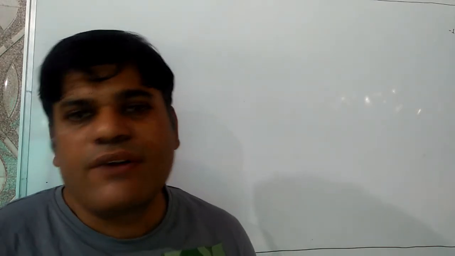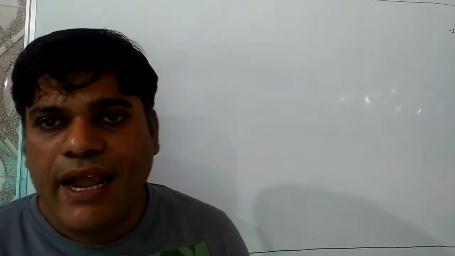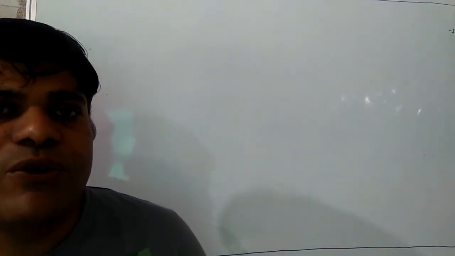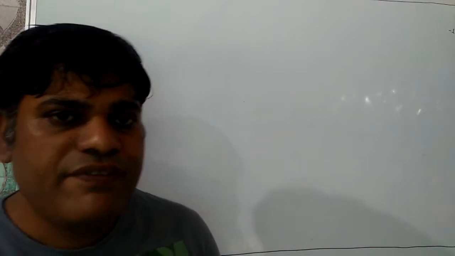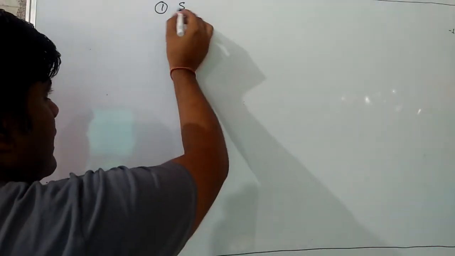So, after discussing the electronic configuration of the first 30 elements, today we are going to discuss the electronic configuration of all elements. As we know, elements are substances which are made up of the same kind of atoms. Approximately 118 elements are known, and these elements are divided into 4 blocks. The first one is the S block.